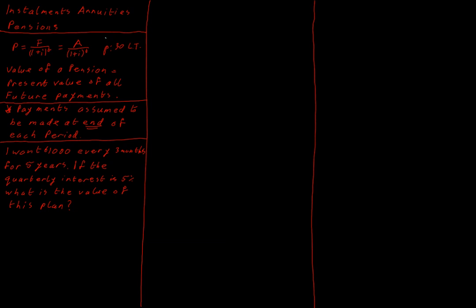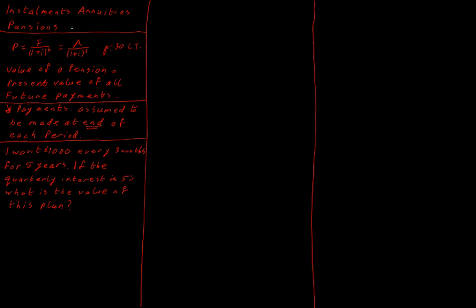Hello. Now, today we're going to look at pensions. So we're dealing with installments, so we have multiple payouts in this case. So a pension is where you are going to get a sum of money, the same sum of money, every week or every month or every year for a particular period of time in the future.